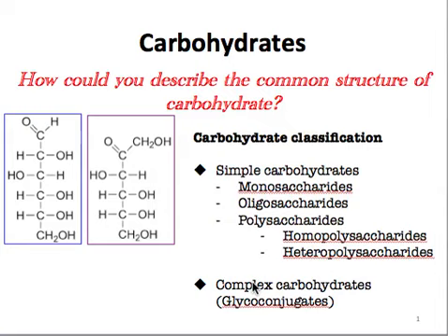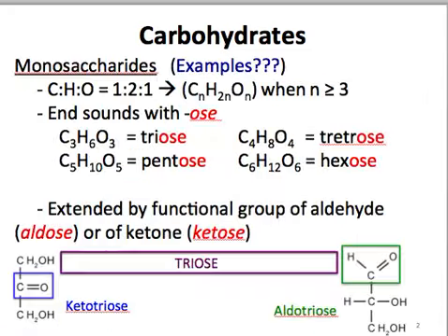sometimes called glycoconjugate. Let's focus on monosaccharide, which is a basic unit or building block of all kinds of carbohydrates. Its chemical formula is CHO in the ratio of 1 to 2 to 1, when the least carbon is 3. Its name is usually ended with -ose. We always call the general name of monosaccharide by mentioning the number of carbon and ended with -ose.